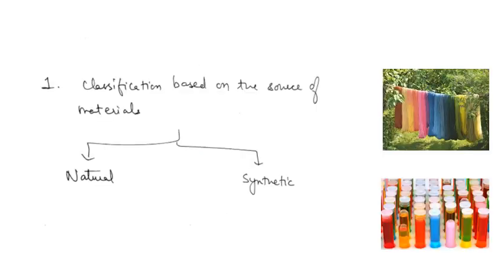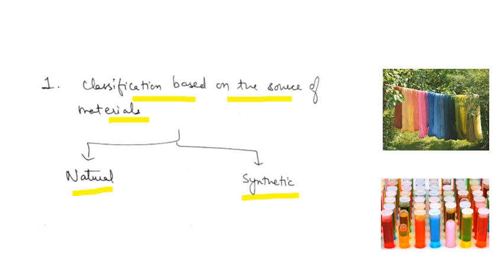The first classification to understand is based on the source of the materials from which the dyes are prepared. On the basis of this, we can classify them into two types: natural dyes and synthetic dyes. The natural dyes are prepared from natural material, specifically from plant parts. It can be from the roots, barks, leaves, from each one of the plant parts.